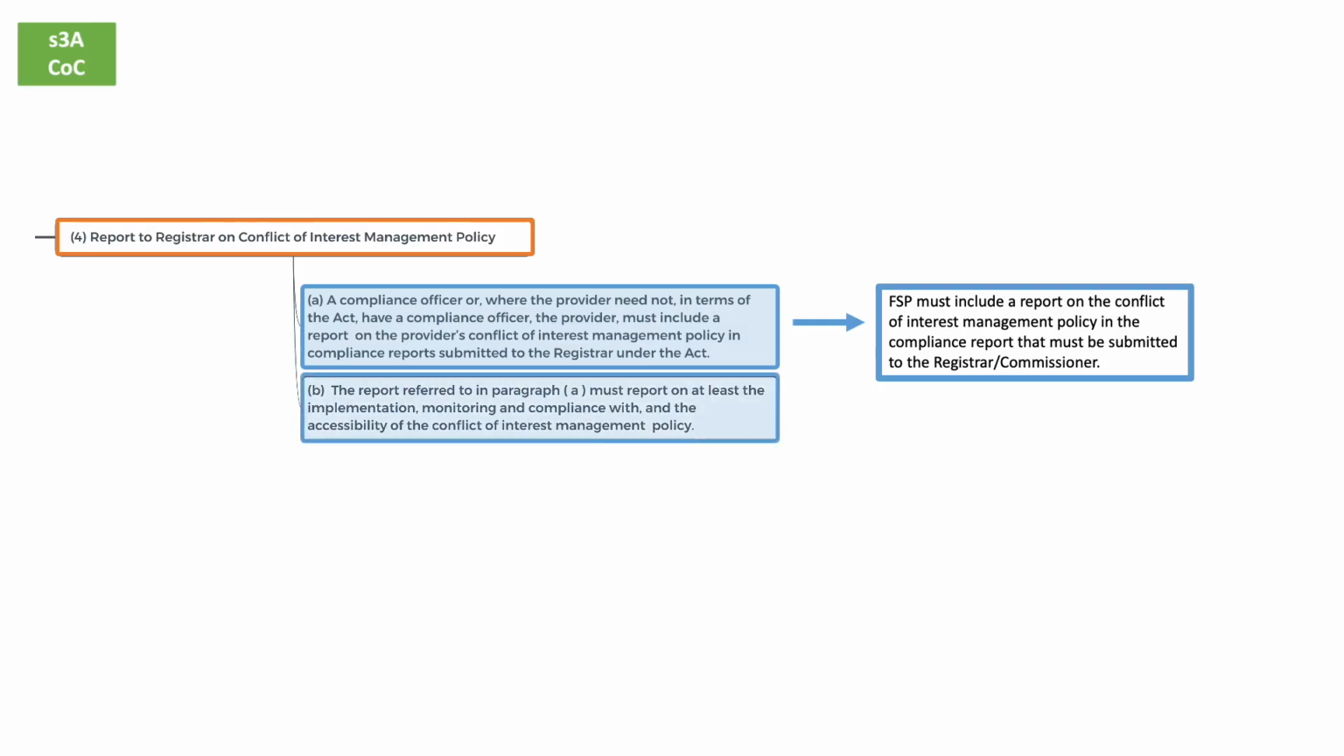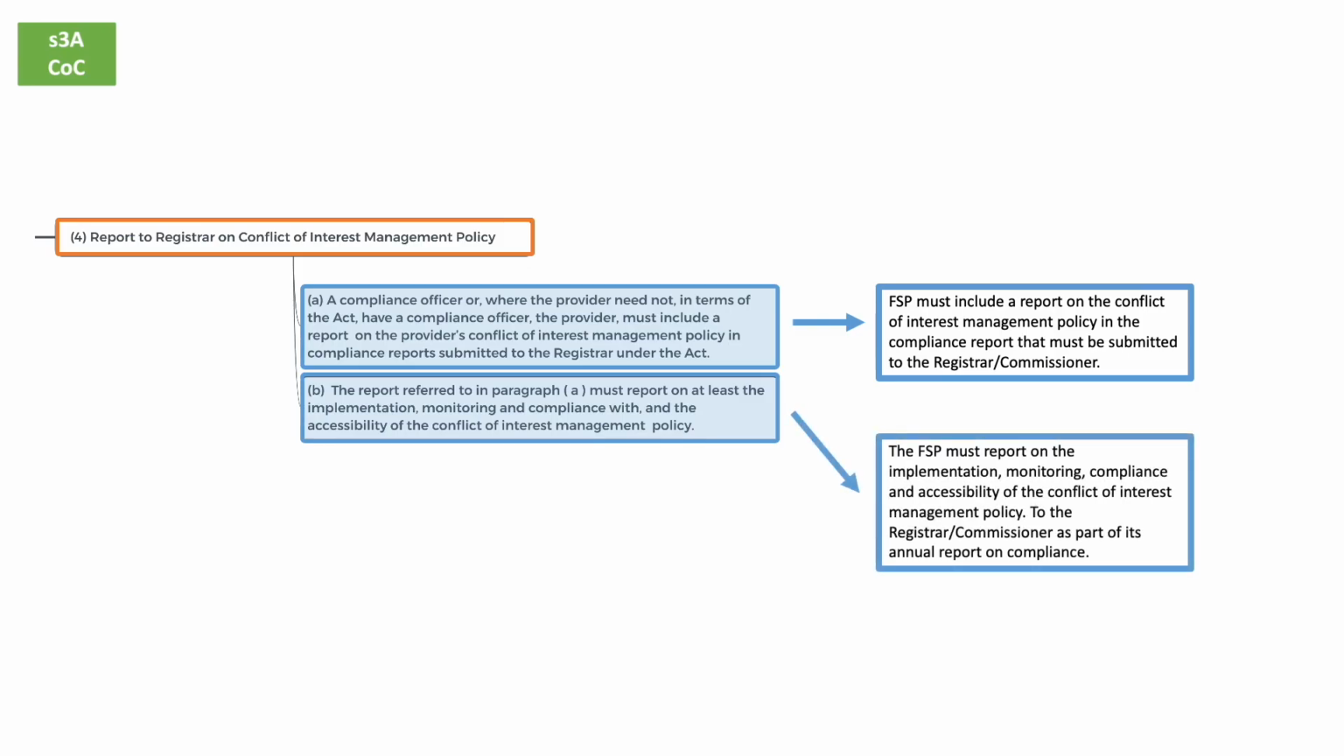Subsection 4, paragraph B states, the report referred to in paragraph A must report on at least the implementation, monitoring, and compliance with, and the accessibility of the conflict of interest management policy. Basically, the FSP must report on the implementation, monitoring, compliance, and accessibility of the conflict of interest management policy to the registrar or commissioner as part of its annual compliance report.